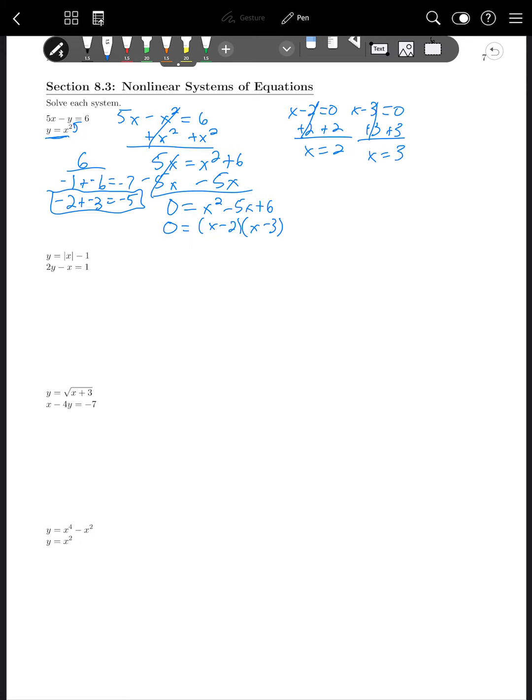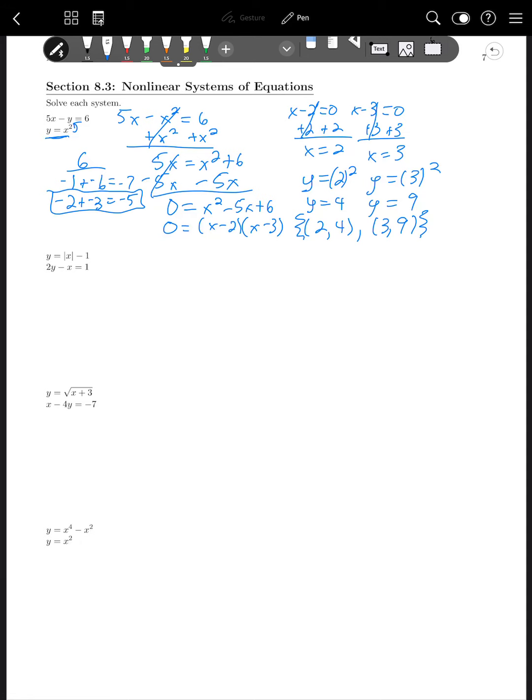Okay, and now we can substitute those two options into the first equation to get their y. So y equals 2 squared, y equals 3 squared. So y equals 4, and y equals 9. So we get the ordered pair (2, 4) and the ordered pair (3, 9) for our solution set. Okay, so that's the idea. That's all you have to do to use substitution: you can substitute and use the methods we've talked about to solve these different types of equations. These are all types of equations we looked at before.